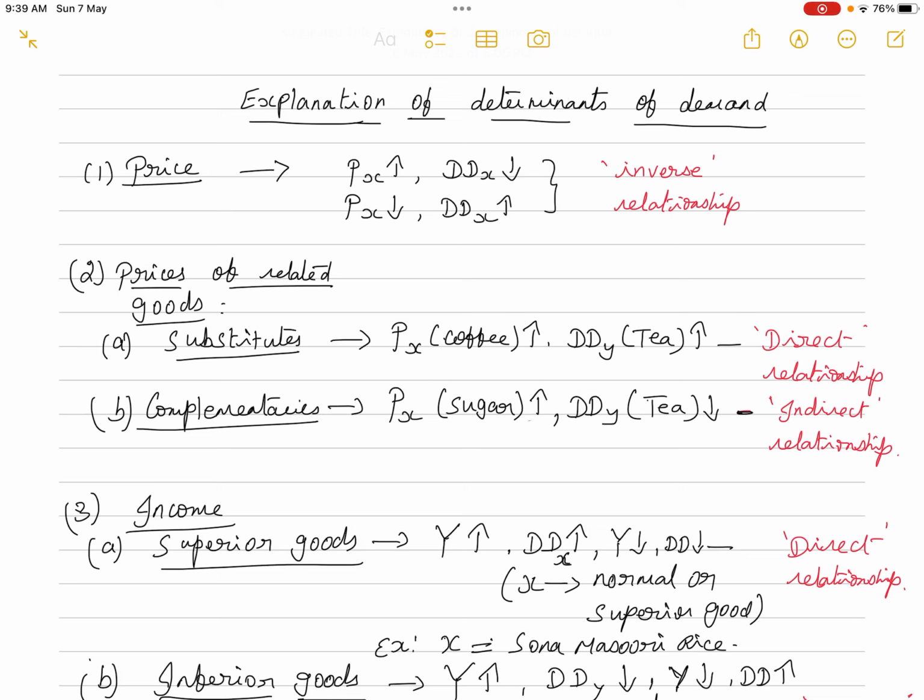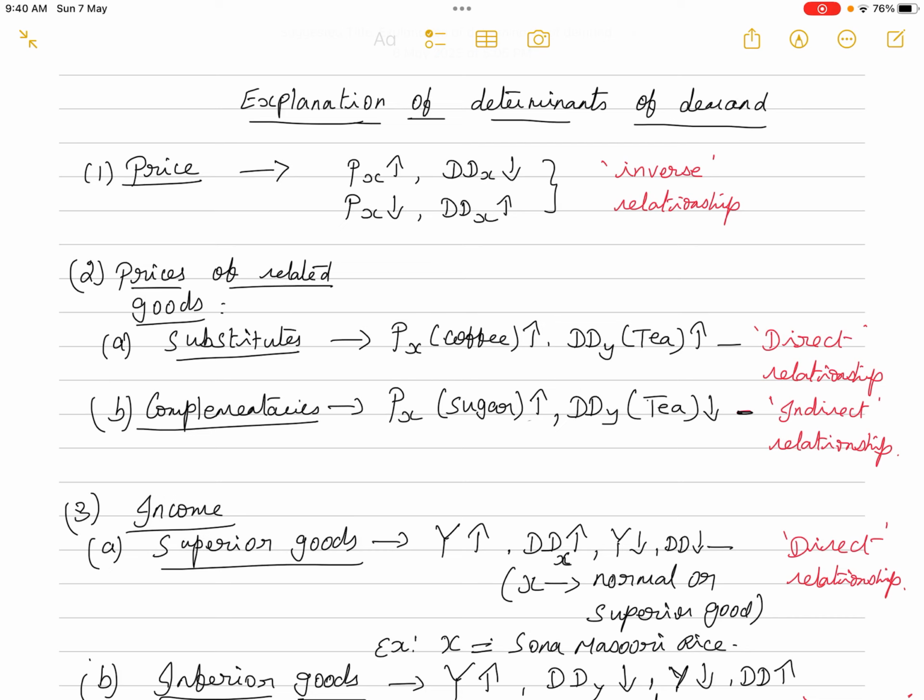Okay, so what is happening here? The demand for coffee is decreasing from 3 cups to 2 cups, and the demand for tea starts increasing. So earlier I was not having tea, but now I start consuming 1 cup of tea. So what is happening here? When the price of coffee increased, the demand for coffee is reducing, but the demand for tea, its substitute, is increasing. So price of X increases, demand for Y will increase. So there is a direct relationship.